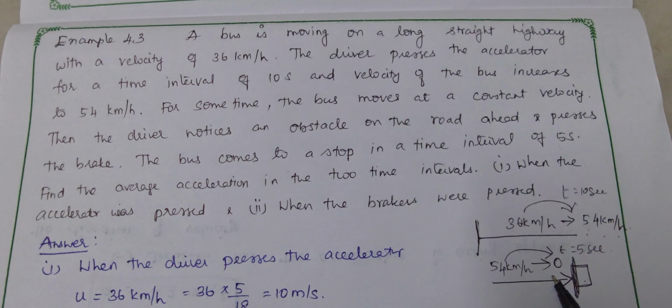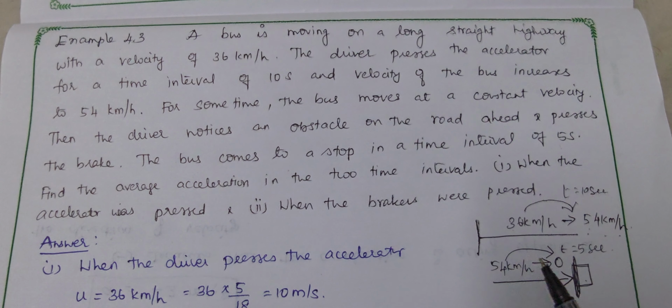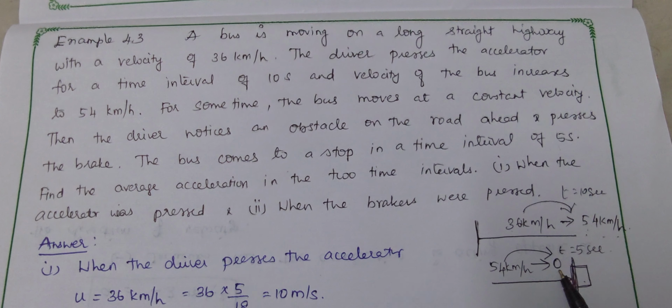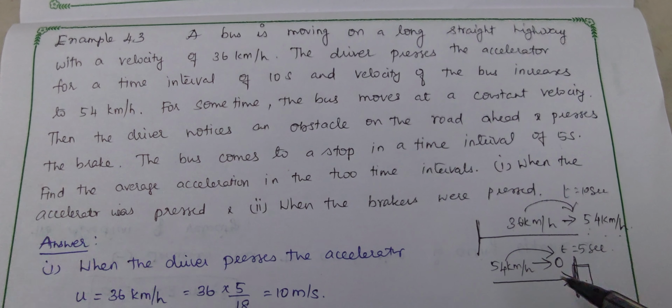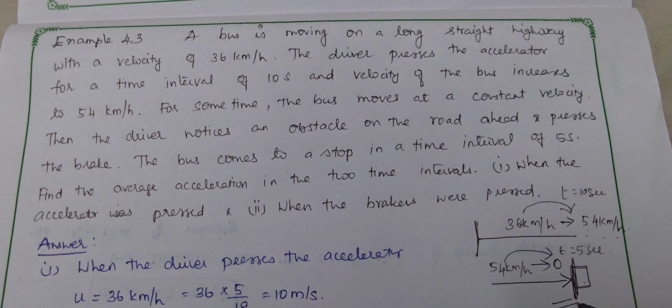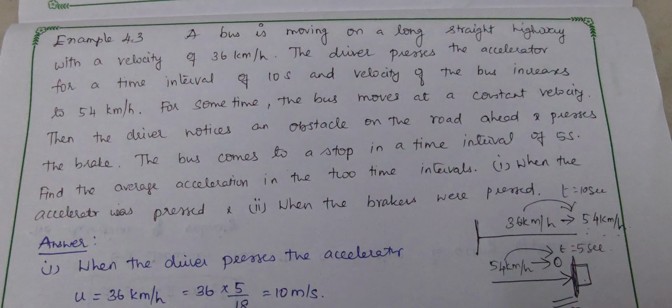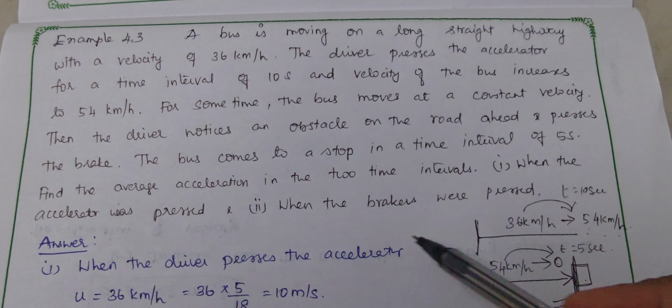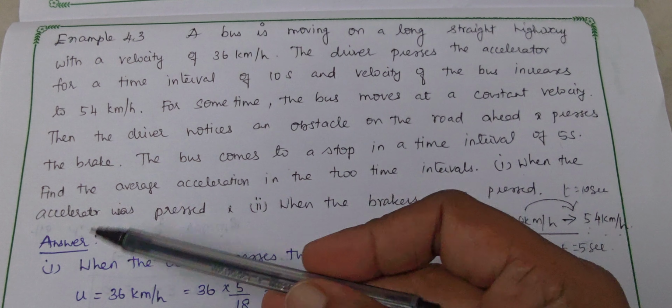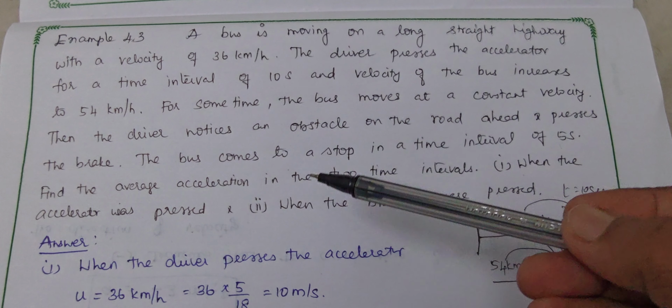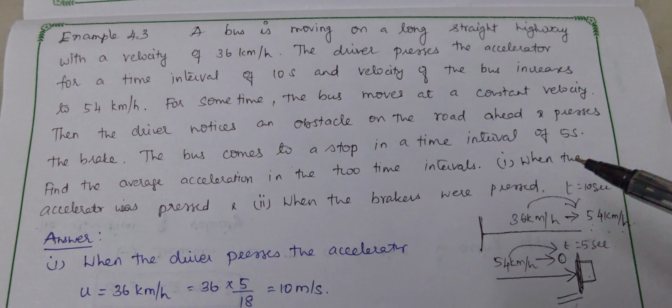After that, the brake has been applied. So when he applies the brake, it comes from 54 km per hour to 0 km per hour. Whenever the brake is applied, that means the velocity comes to 0. That means 0 km per hour. They have asked two things. One is, when the accelerator was pressed, what is the acceleration? We have to find out the acceleration.